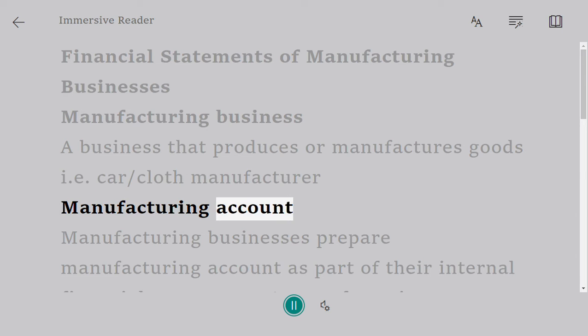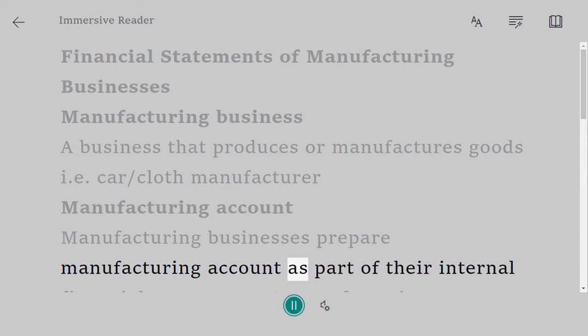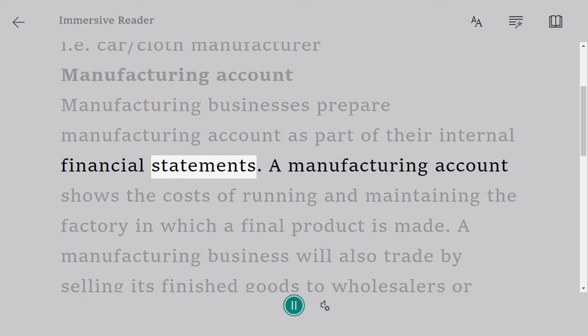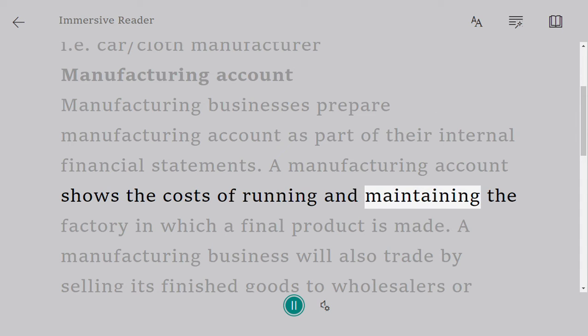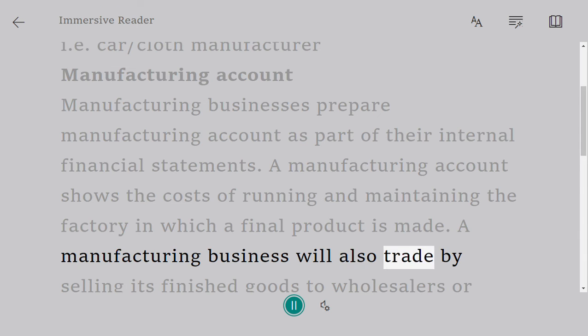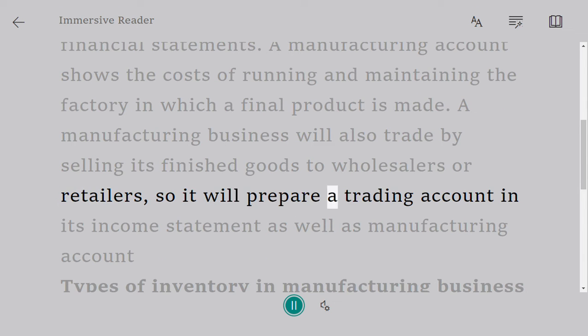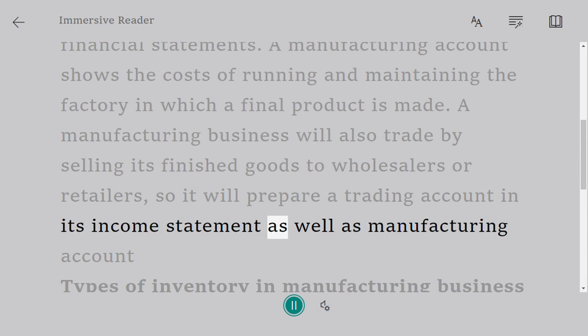Manufacturing account. Manufacturing businesses prepare a manufacturing account as part of their internal financial statements. A manufacturing account shows the costs of running and maintaining the factory in which a final product is made. A manufacturing business will also trade by selling its finished goods to wholesalers or retailers, so it will prepare a trading account in its income statement as well as a manufacturing account.